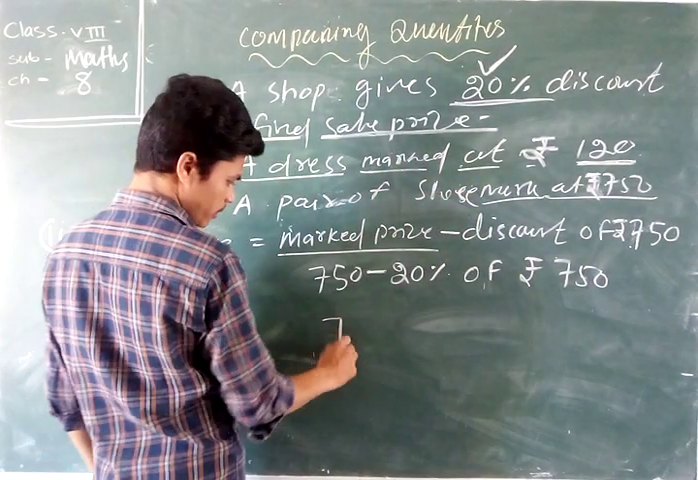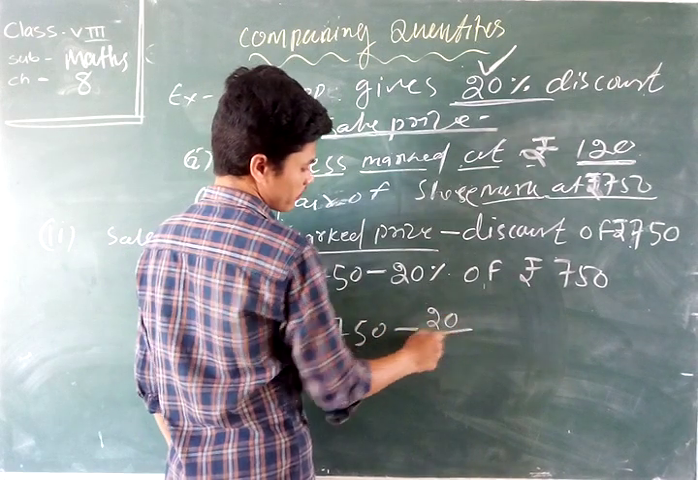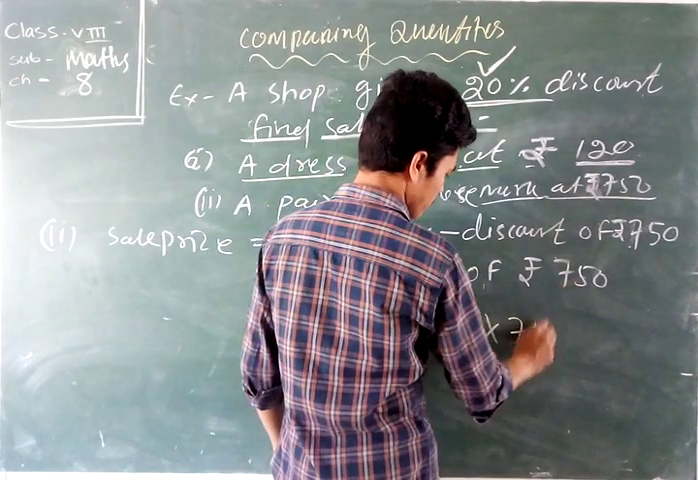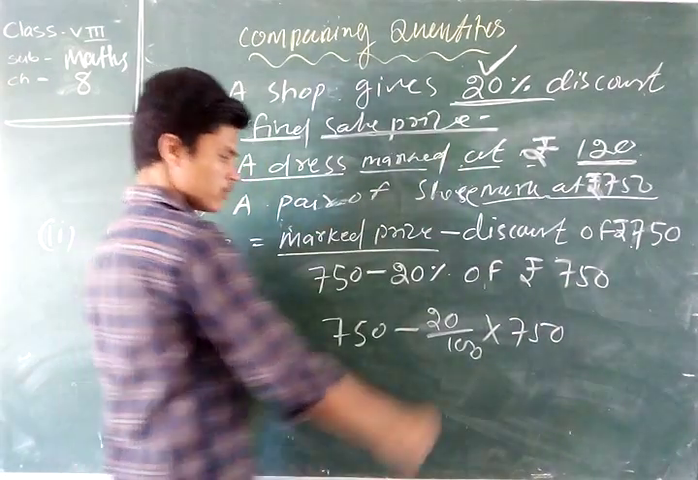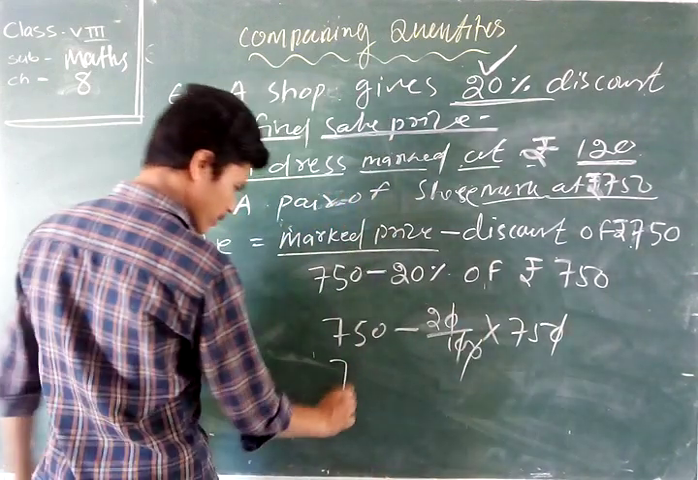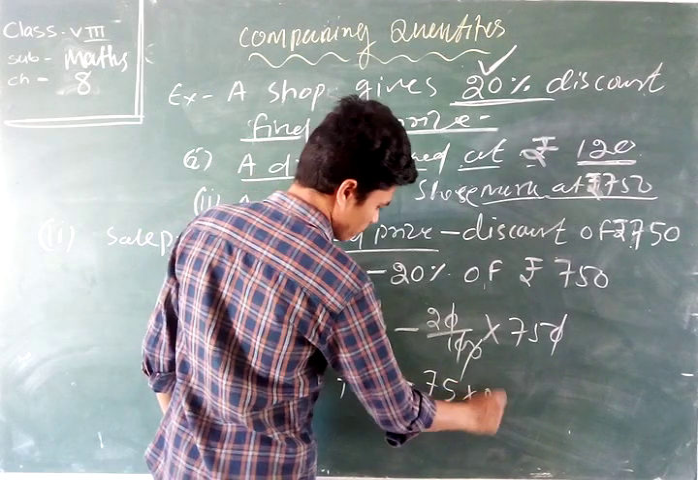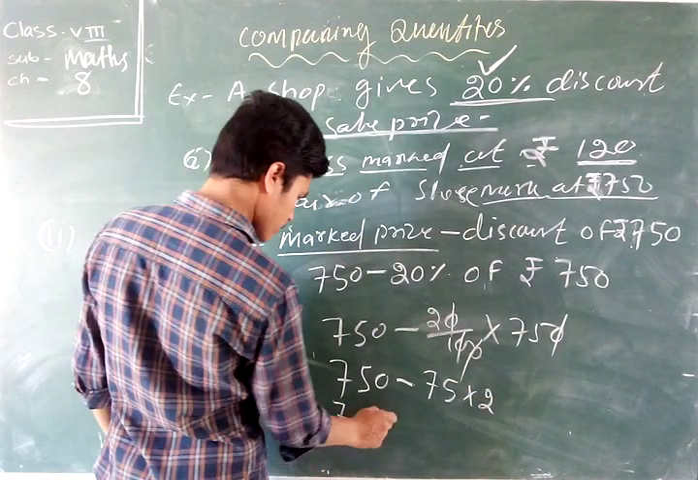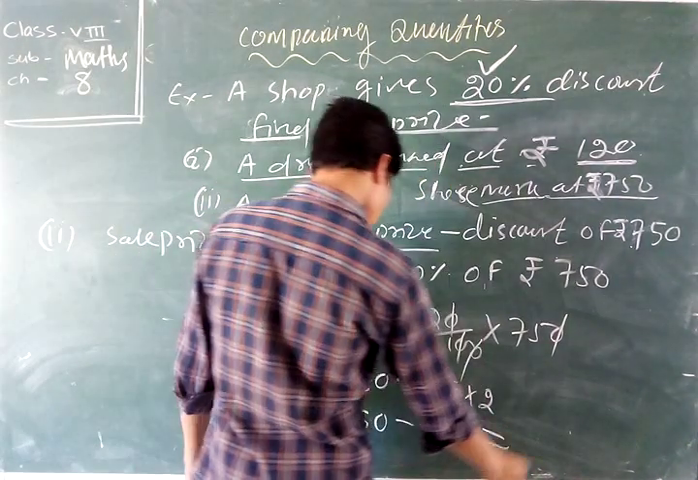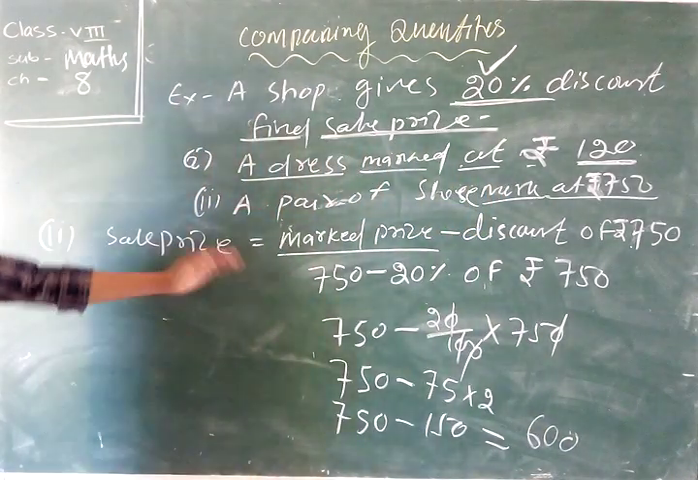Next, 750 minus 20% of 750. Okay. 20% is what? 20 by 100. Of means multiply by 750. Now 0 is cancelled, 0 is cancelled, and here 0 is also cancelled. So 750 minus 75 into 2, that is 750 minus 150. The sell price equals what?